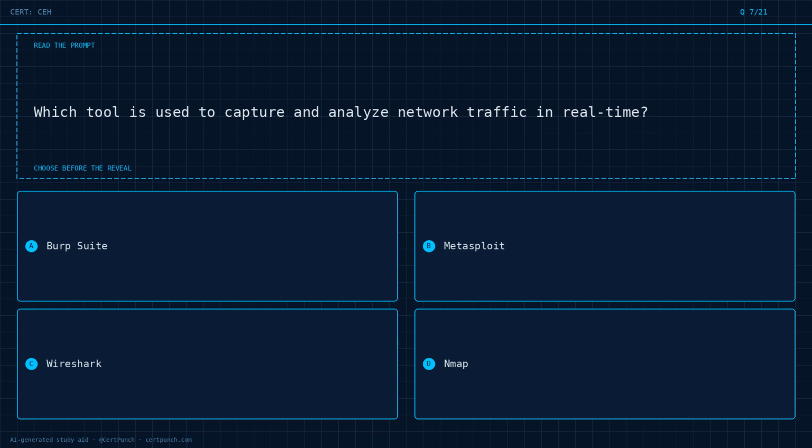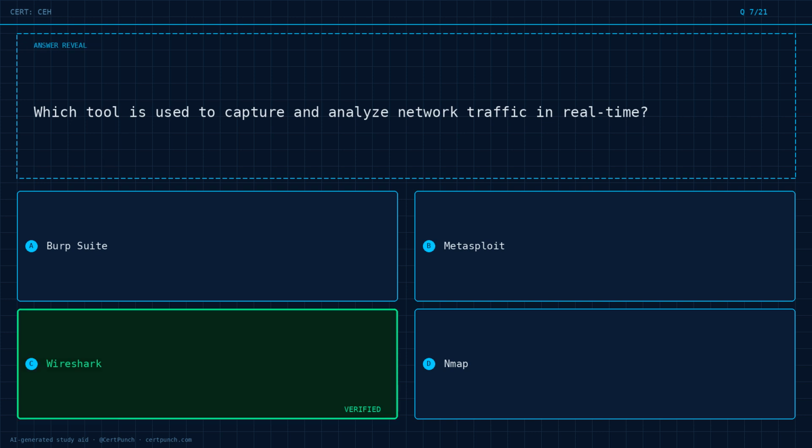Question 7 of 21. Which tool is used to capture and analyze network traffic in real time? Option A, Burp Suite. Option B, Metasploit. Option C, Wireshark. Option D, Nmap. Choose the best answer before the reveal. Commit to it now.